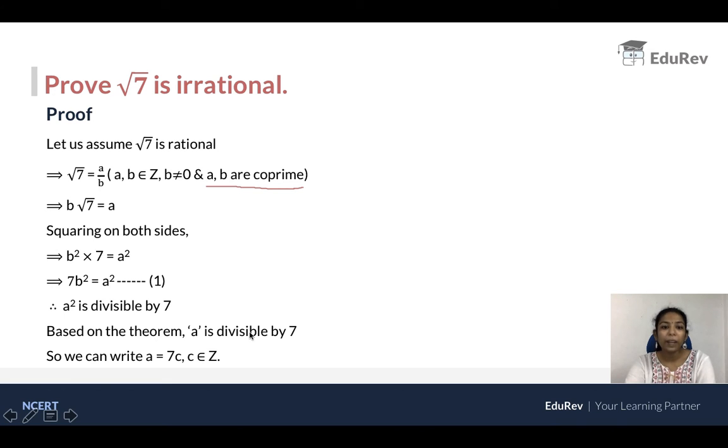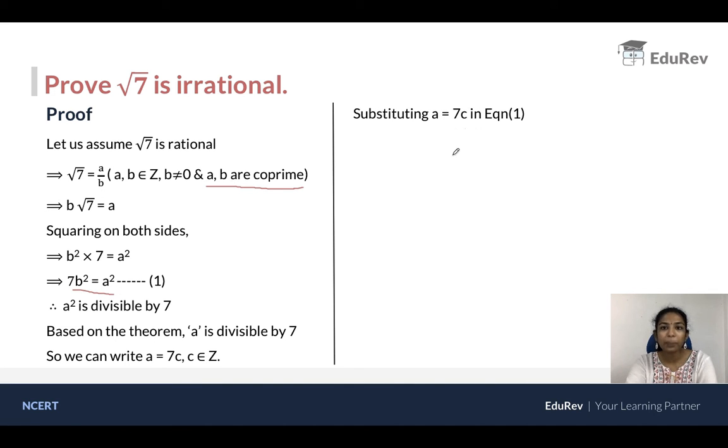Right? So I'm considering a is divisible by 7. In that case, how can I represent a? A is equal to 7 into some number. I don't know what that number is, but I can write a is equal to 7 into c, where c belongs to some integer. Now, I am going to substitute a is equal to 7c in our equation 1. What is our equation 1? 7b square is equal to a square.